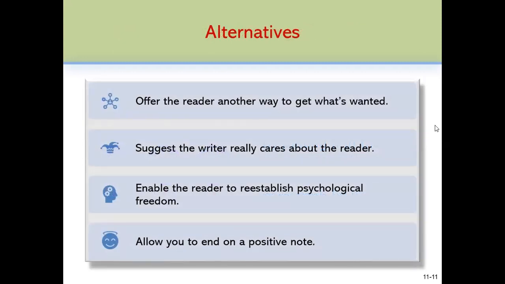Now when we talk about alternatives, the choices that we can give with the negative news, we have given that, and now we are creating that buffer. We'll cover the buffer part in more detail, but these are the choices that we can give them. Offer the reader another way to get what's wanted. So, what they can want.